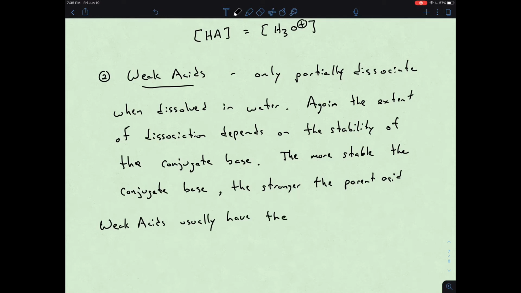And these usually have the CO2H group, where R here is really kind of anything, the rest of the molecule. And then here we have what's known as a carboxylic acid group. And so that's what usually defines our weak acids, is we usually see this CO2H group.